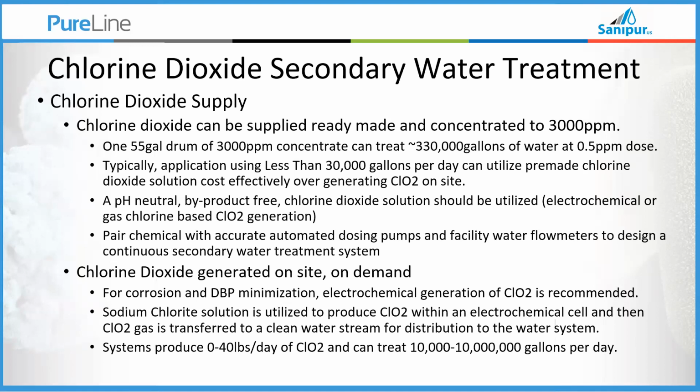These systems are designed to produce 0 to 40 pounds per day of chlorine dioxide, versus a 55-gallon drum that may have 1.5 pounds of chlorine dioxide in it. These generators can produce that every day, if not many of those every day. So they're usually designed for systems using 10,000 to 10 million gallons a day of water.